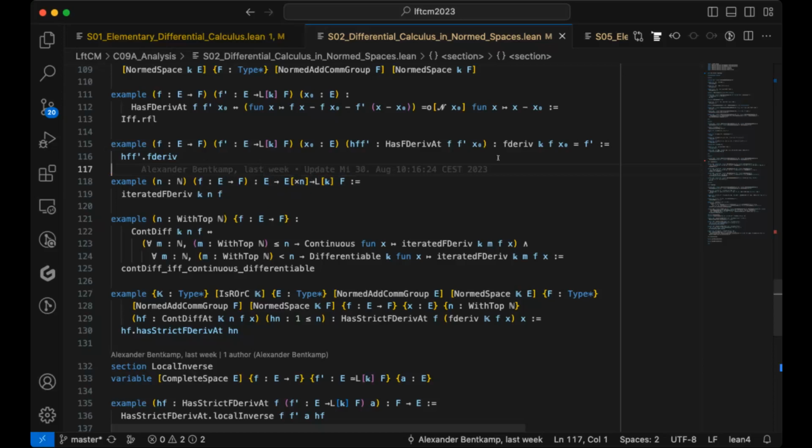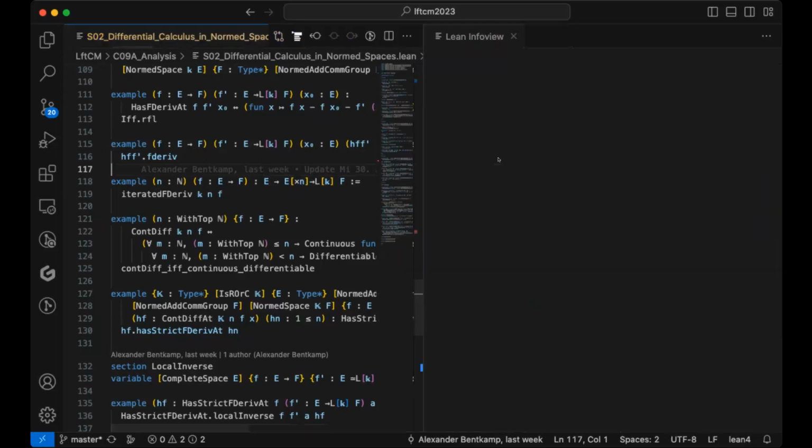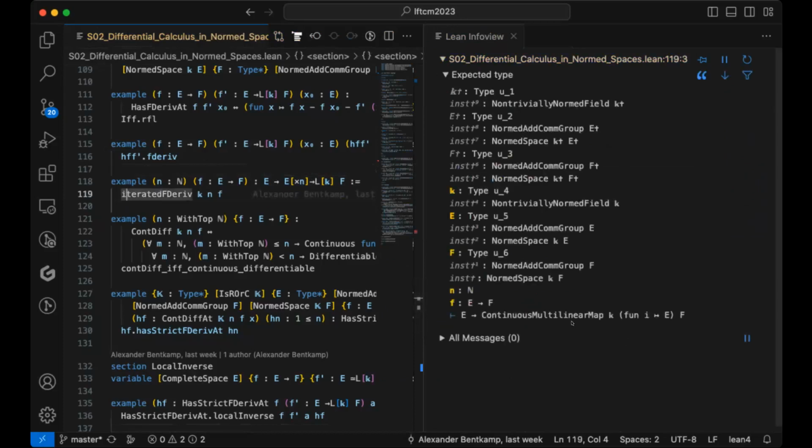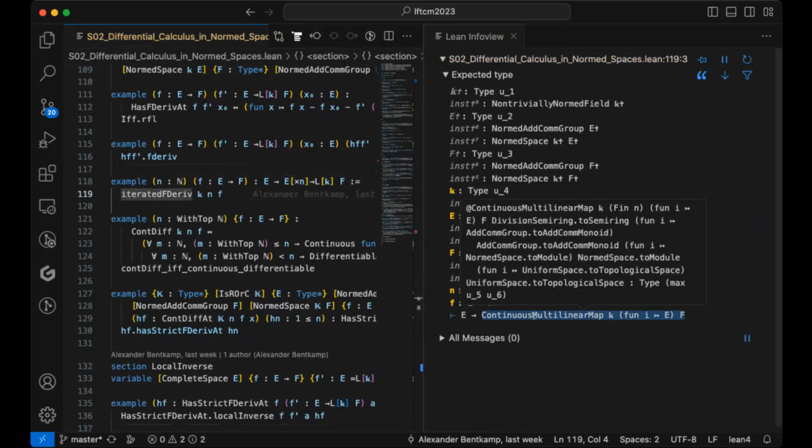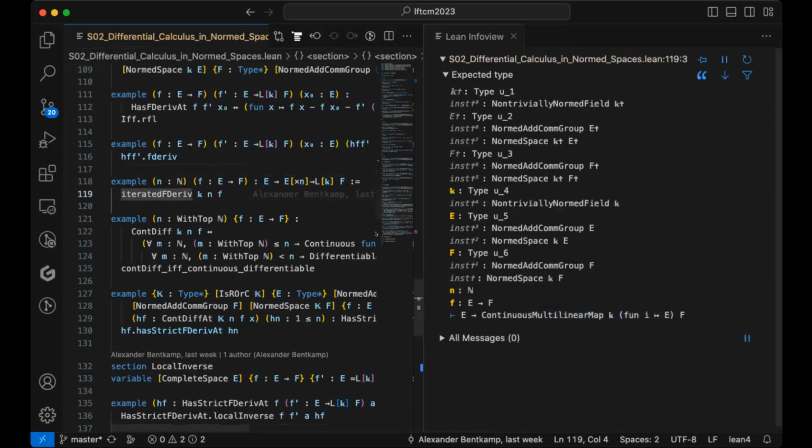And maybe I should bring back the info view, so we can actually ask Lean a little bit about this. Okay, so actually in the goal view here, it's even correcting me. It's reminding me that I should be talking about a continuous multilinear map. But it's also explaining to me this notation. I'm actually mildly surprised that the notation doesn't appear in the info view. I thought I was going to have to click on the notation here and get it to explain it to me, but Eric could probably tell me why.